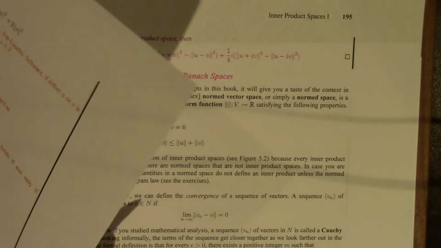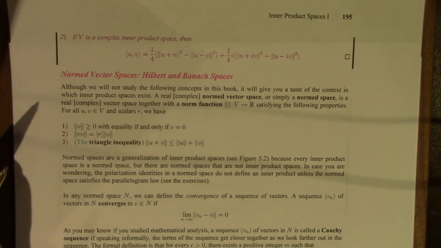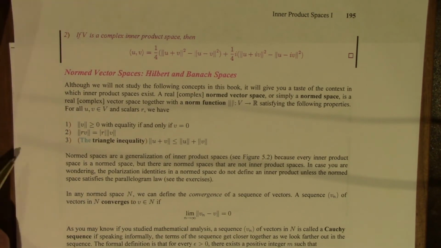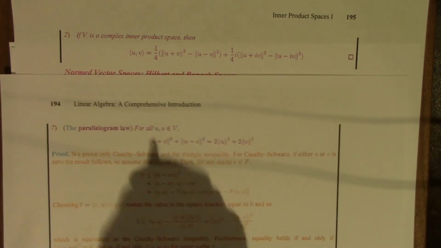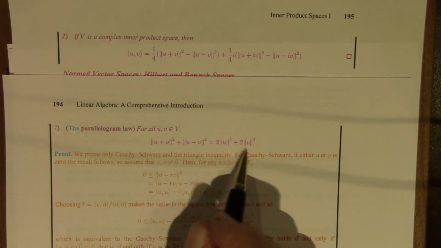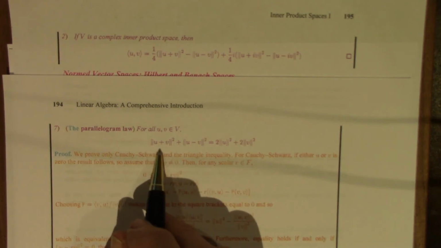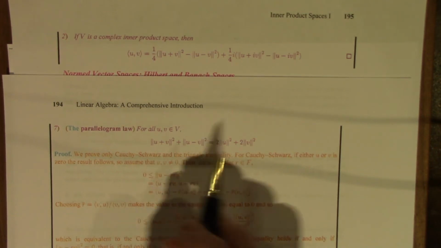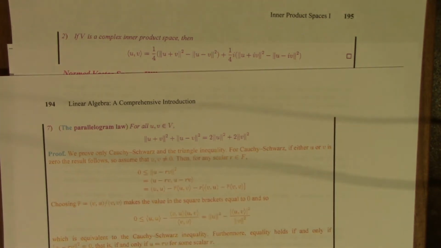So let me go back to that. I can find it here. Here we go. This is the parallelogram law, strictly in terms of norms. The norm of u plus v squared plus the norm of u minus v squared is twice the norm of u squared plus twice the norm of v squared.